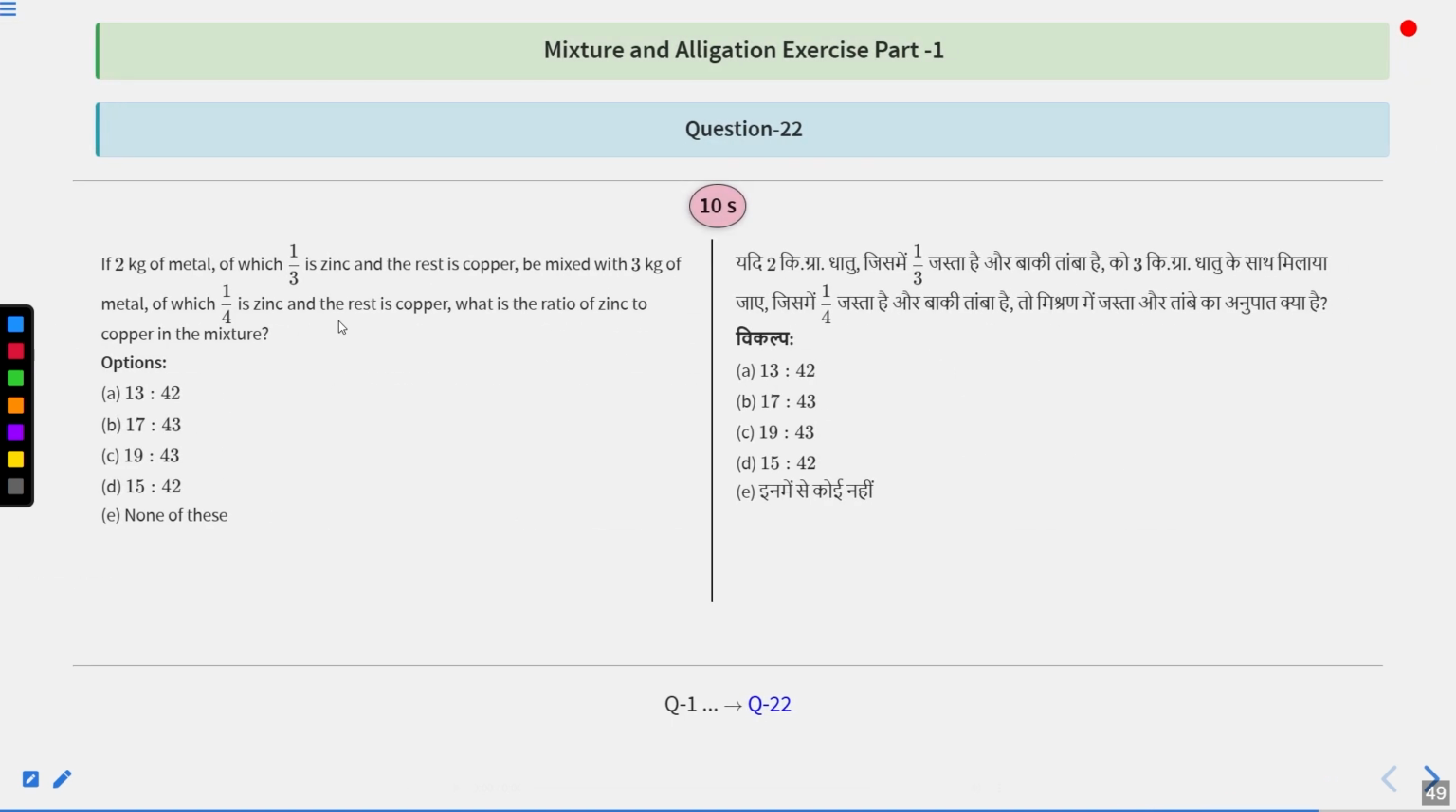Next one. If 2 kg of metal, of which 1/3 is zinc and the rest is copper, is mixed with 3 kg of metal, of which 1/4 is zinc and the rest is copper, what is the ratio of zinc to copper in the mixture? You have 5 options and 10 seconds to analyze the question. Your time starts now.